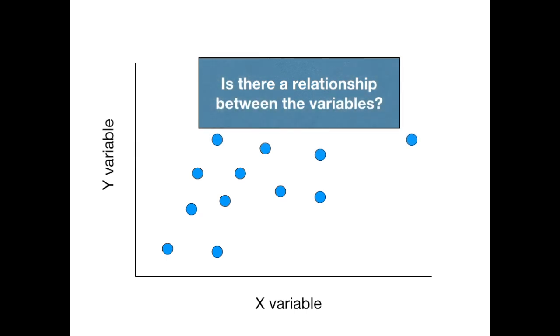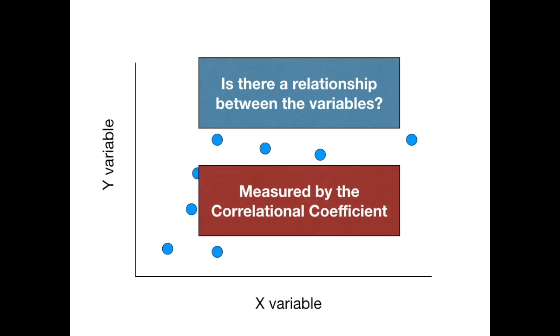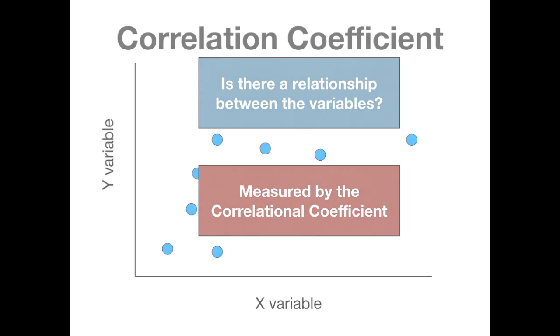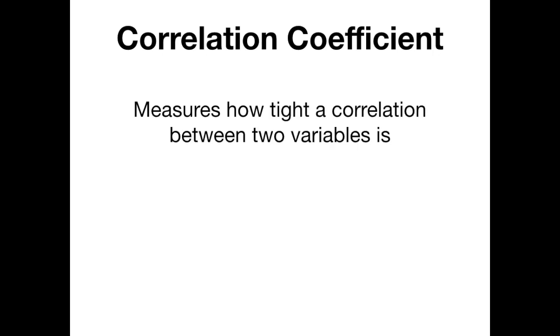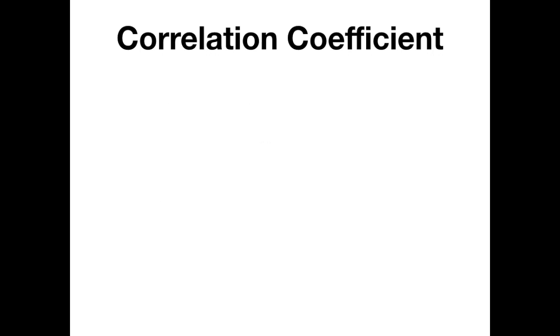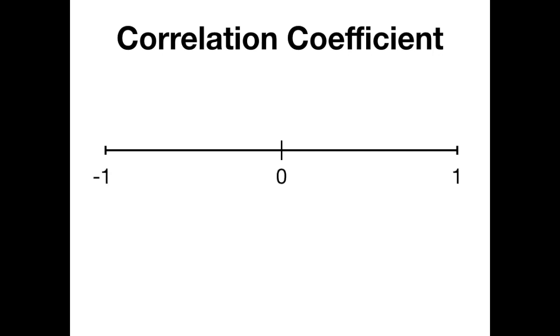There actually is a statistical, mathematical way to measure this, and it's called the correlational coefficient. So let's go over that real quick. What the correlational coefficient essentially measures is how tight a correlation between two variables is, and it can be positive or negative, meaning the slope of the line you draw through it can be positive or negative, and it's going to follow this range here. It can go from -1 to +1, with 0 being in the middle.